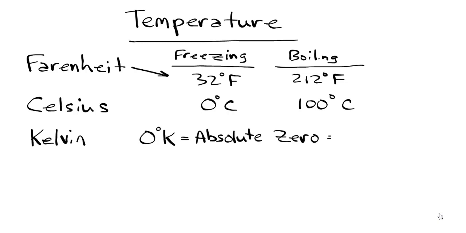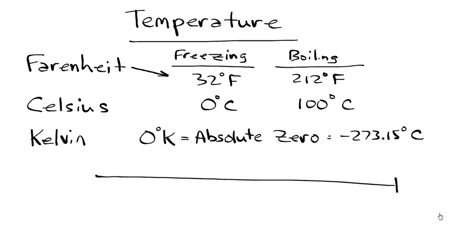As a matter of fact, it's at negative 273.15 degrees Celsius. Most of the time when I do my math, I leave the 0.15 off because it's close enough for our purposes. If we were to look at our scales side by side, and I'm going to leave Fahrenheit off this because honestly, even though it's commonly used in the United States, it really has no place in science.